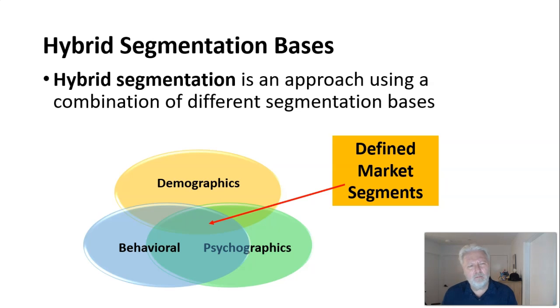Okay, so let's have a look at the concept of hybrid segmentation. It's simply combining different approaches. So I've got an example here. It doesn't have to be those three, but we use demographic information, behavioral information, how they respond as consumers in the marketplace, and then psychographic, which is obviously lifestyles and activities and interests, etc. And we use that in combination to construct our market segments. So obviously it's a lot more work than just using a single base.